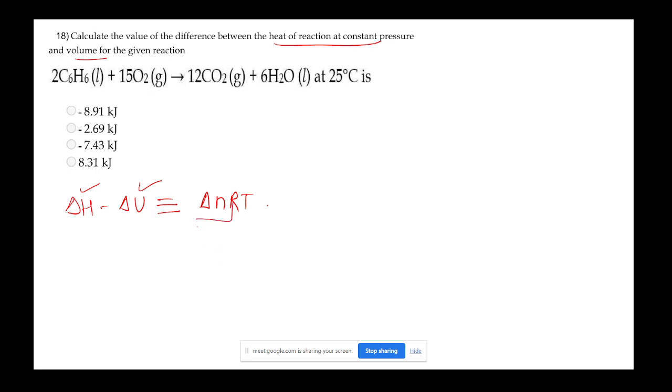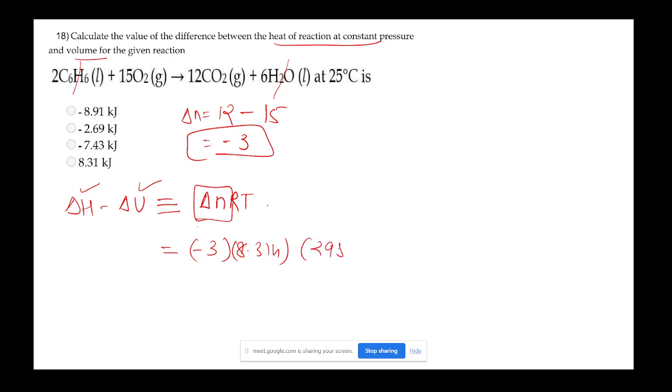So you need to find delta N for this reaction. Now since H2O and C6H6 are in liquid state, you consider only the gaseous components. So 12 minus 15 will be the value of delta N for this reaction. So it is minus 3. So delta H minus delta U will be minus 3 times 8.314 times temperature, which is 298 Kelvin. So 25 degrees Celsius is 25 plus 273, which is 298 Kelvin.